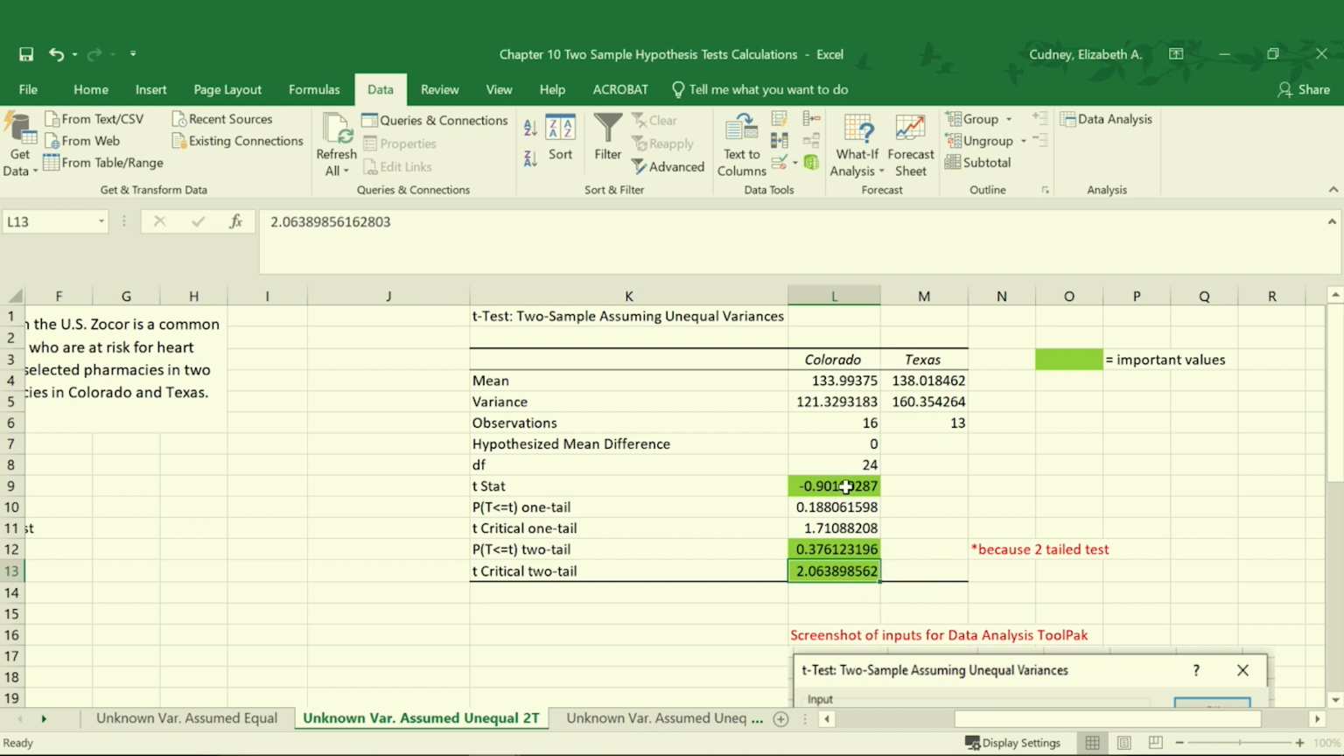So my negative 0.902 value would fall within the fail to reject region. So I would fail to reject my null hypothesis. And I would be able to look at my p-value and say that I don't have a considerable amount of confidence in my results because my p-value is fairly high. And I know that, again, 37% of the time, I would see this magnitude of difference between the pharmacies in Colorado and the pharmacies in Texas.